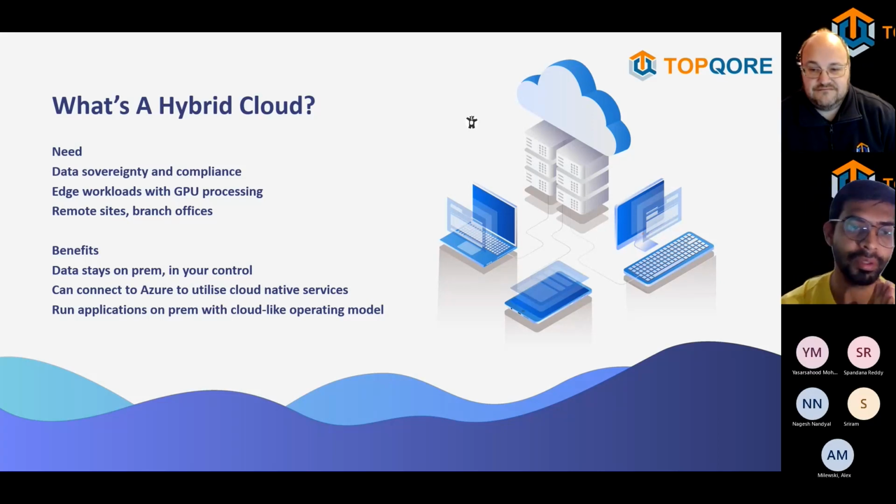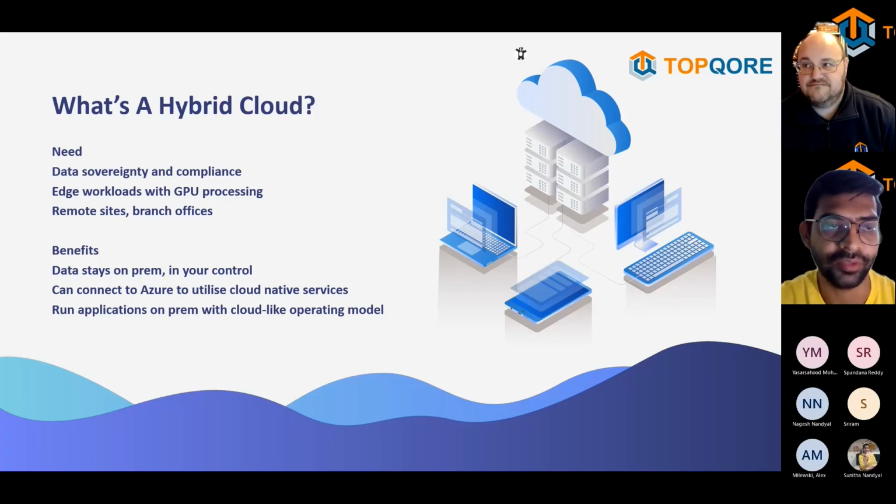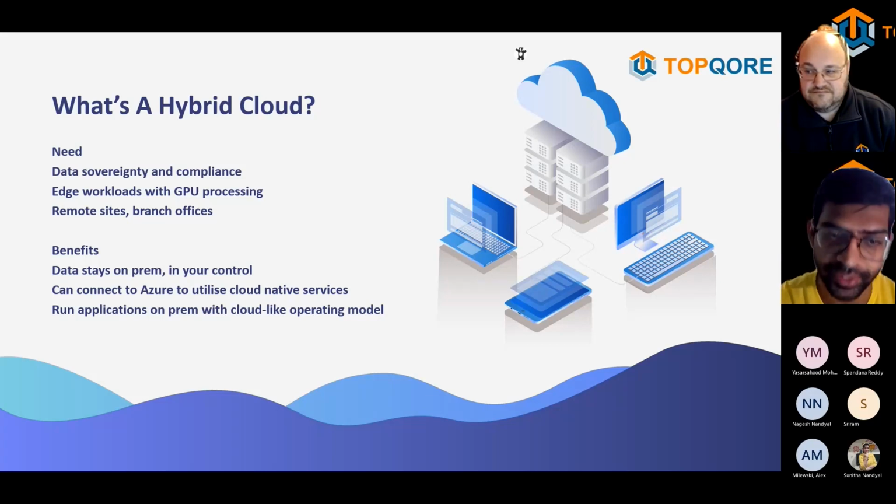We want to run all our applications in a cloud-like operating model and be charged on a per-usage basis, by the way. A lot of people are looking to get out of the capital expenditure model. They want to go for OPEX, operating expense, so you only pay for whatever you're using. Why should you pay for something that you're not even using? That just makes things easier. So these are just some of the use cases and benefits of adopting the hybrid cloud.